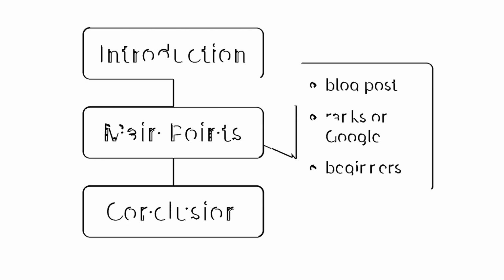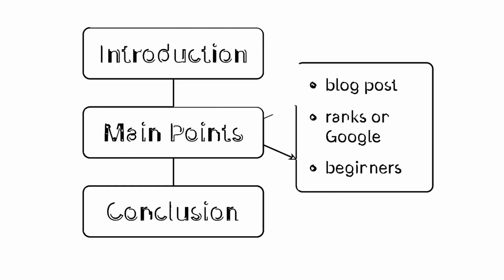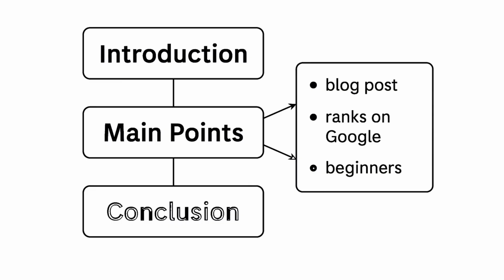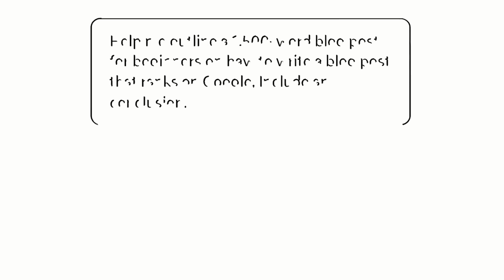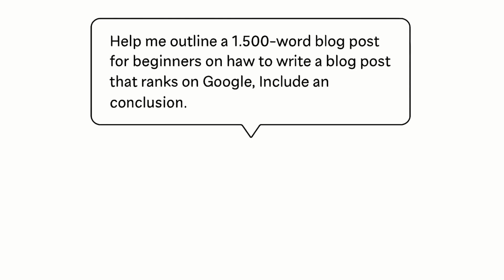Step 4. Build a simple outline. Think in sections: introduction, main points, and conclusion. Turn your keyword list into headings and subheadings. This keeps your post organized and easier to skim.